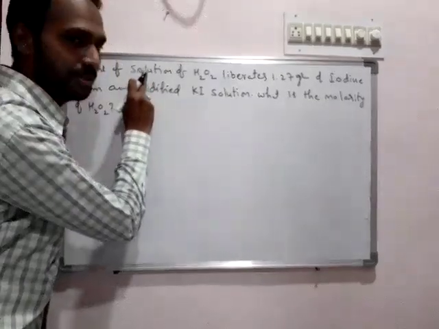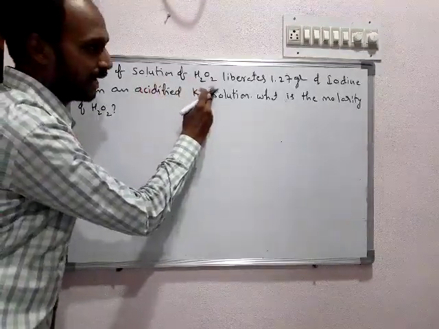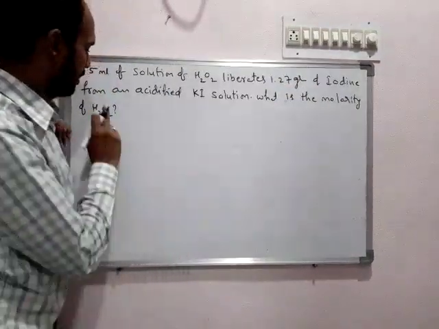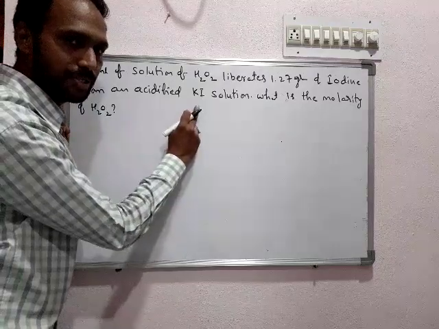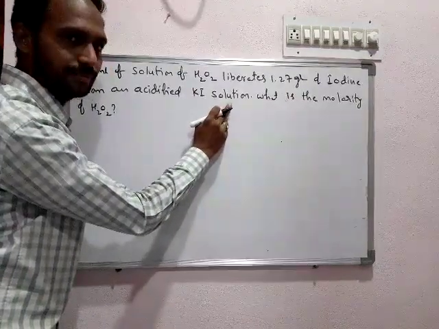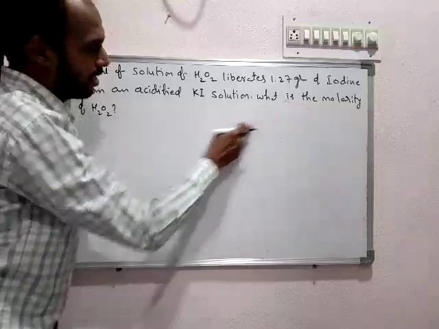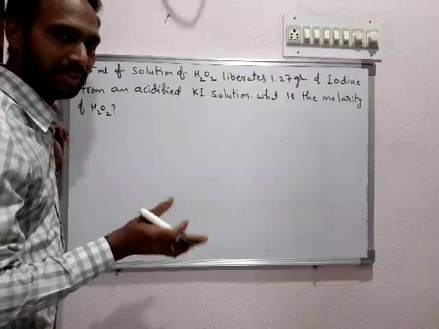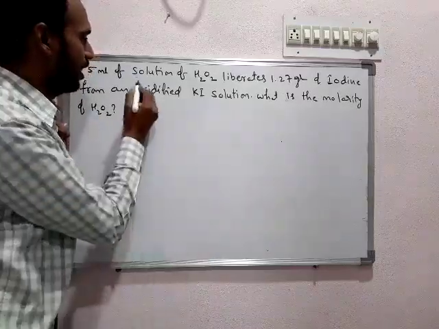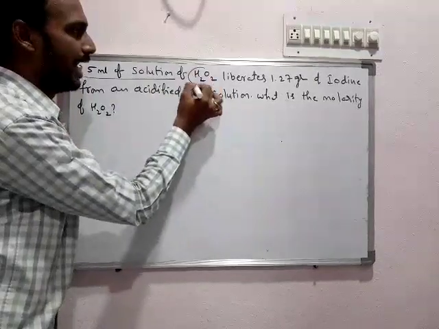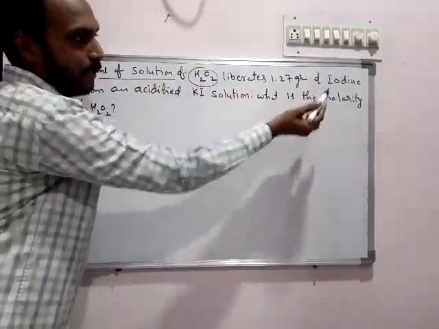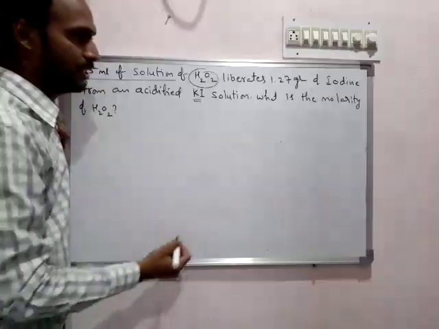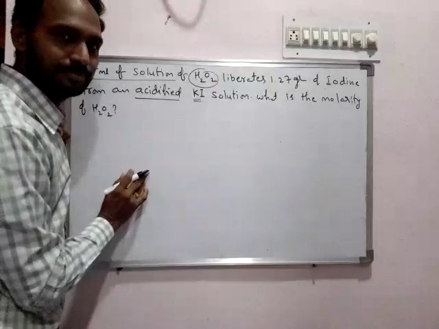5 milliliter of solution of hydrogen peroxide liberates 1.27 grams of iodine from an acidified potassium iodide solution. So we need to find what is the molarity of hydrogen peroxide. An important one, this is totally different when compared to the earlier two problems. Here the 5 ml solution of hydrogen peroxide liberates iodine by reacting with potassium iodide solution in acidic medium.